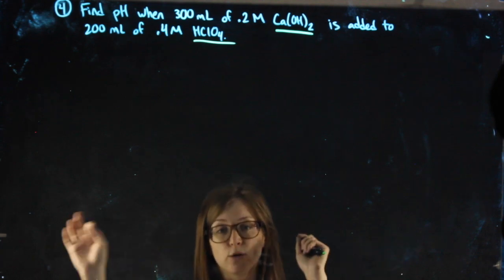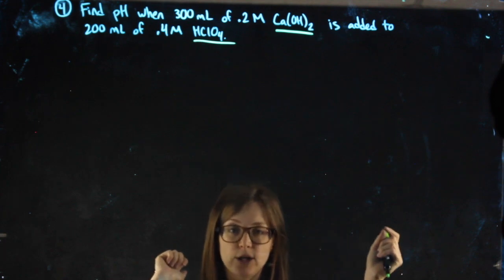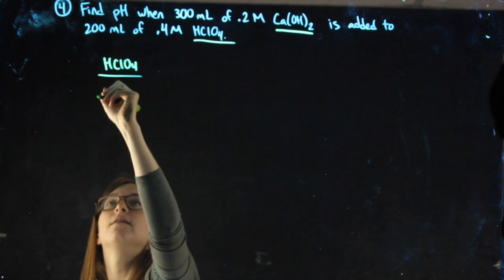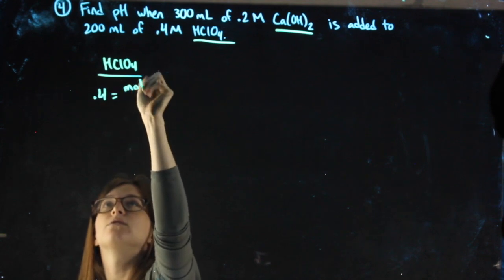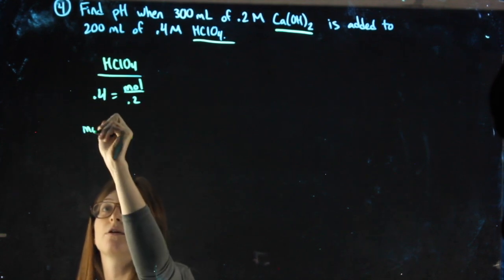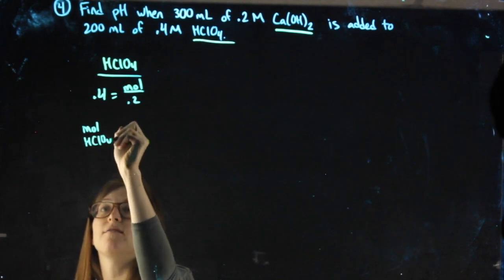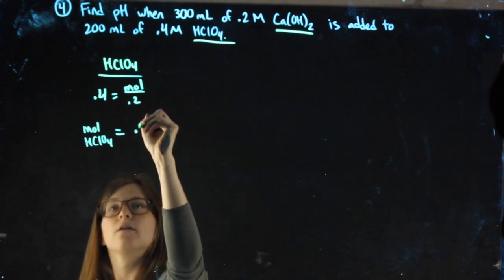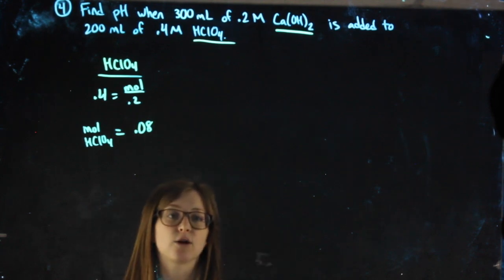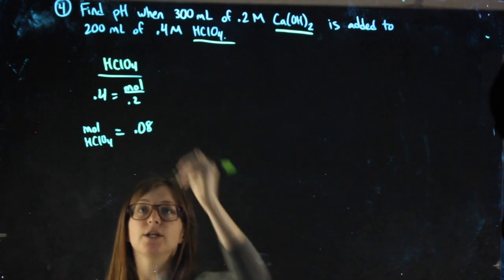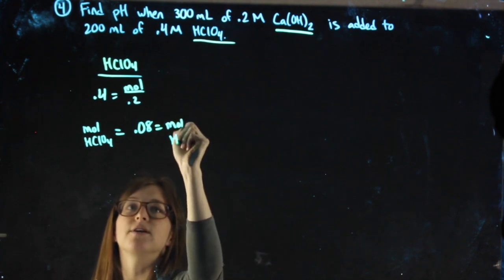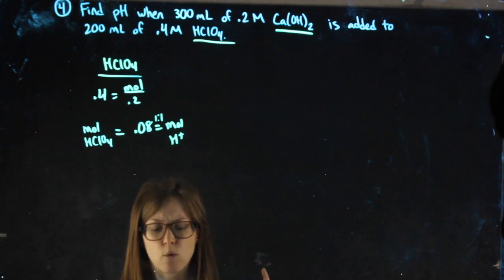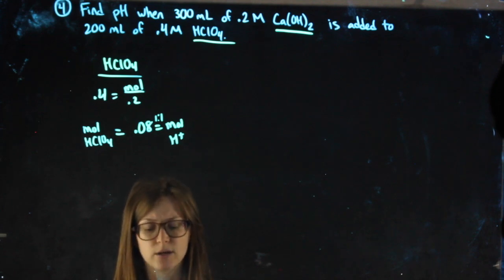To do that, I need to get to moles of H from the acid, moles of OH from the base. So my acid molarity is moles over liters. When I find the moles, it will be of HClO4, of the acid. But because the acid is in a 1-to-1 ratio with the hydrogen, this is also my moles of H+. If you want to see an example of what I mean by that 1-to-1 ratio, I believe I did it in problem 1C.